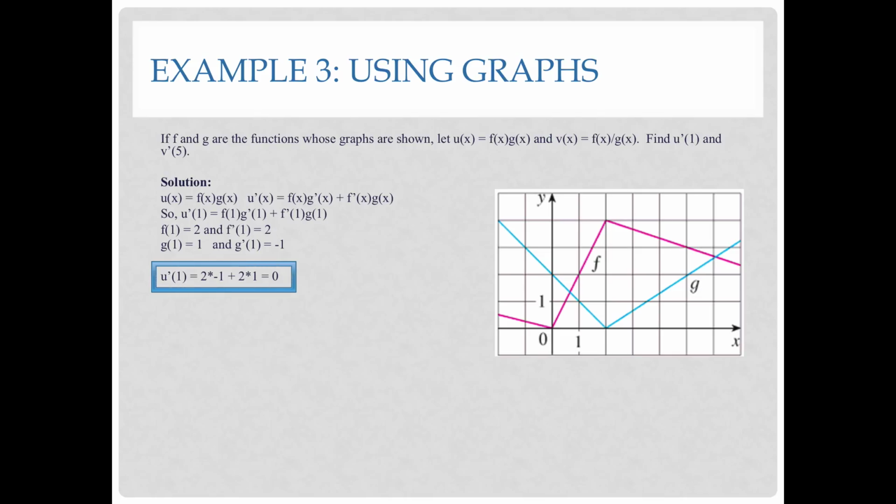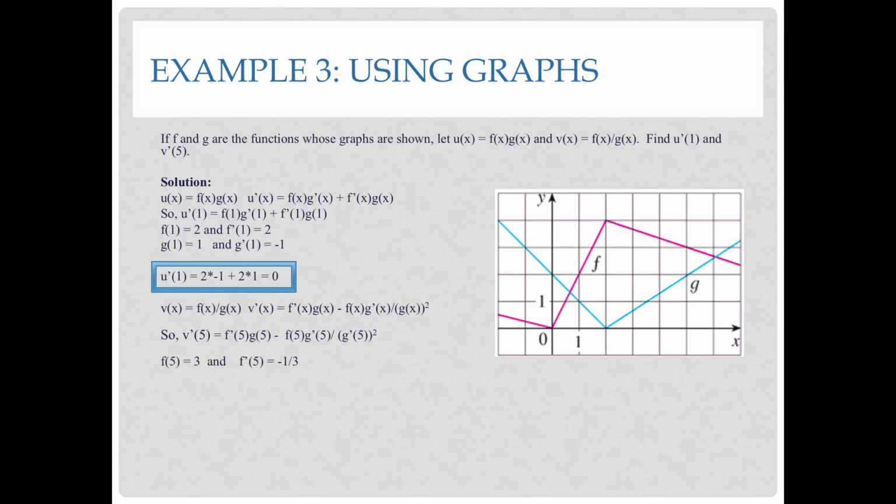So let's move on to v of x. So v of x is using the quotient rule because our functions are being divided, f of x over g of x. So we know using the quotient rule that the derivative of v of x is going to be f prime of x times g of x minus f of x times g prime of x over g of x squared. So we're going to do the exact same thing when finding the values of g of x. So now we plug in 5, v prime of 5 equals f prime of 5 times g of 5 minus f of 5 times g prime of 5 over g of 5 squared.